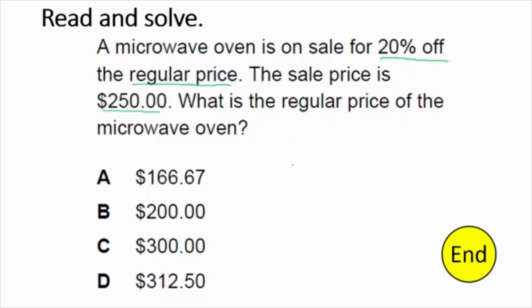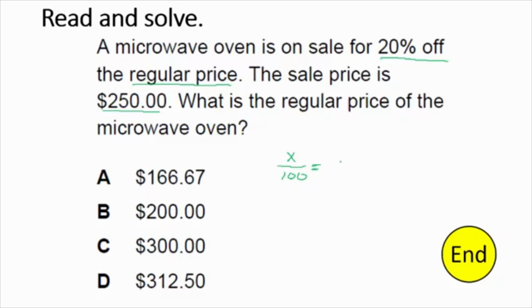We don't know that price. What we do know is that the sale price is $250. So we took 20% off of some number to get to $250. So if we think of our original price as X, X is 100%.